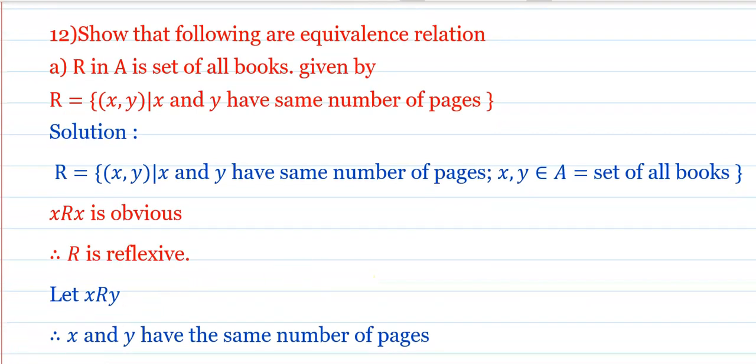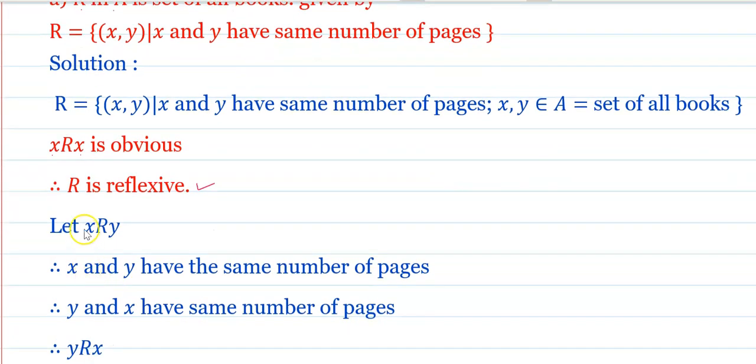Now the question number 12. Show that the following are equivalence relations. First, R in A, the set of all books, given by R = {(x, y) such that x and y have the same number of pages}. Now the solution: x and y have the same number of pages, where x, y belongs to A, the set of all books. xRx is obvious: a book has the same number of pages as itself. Therefore R is reflexive.